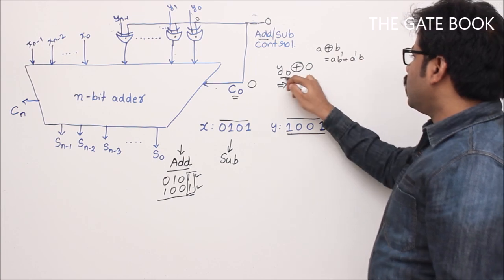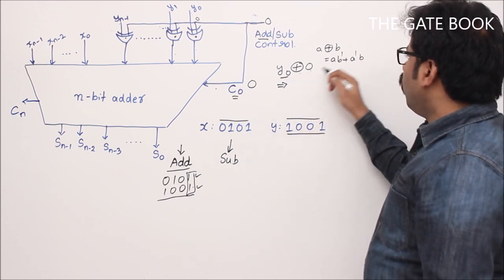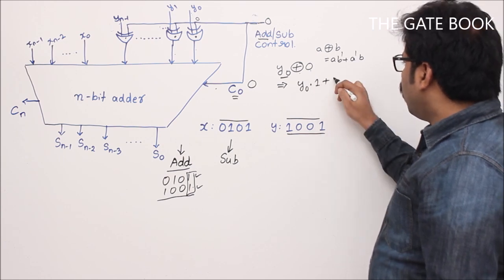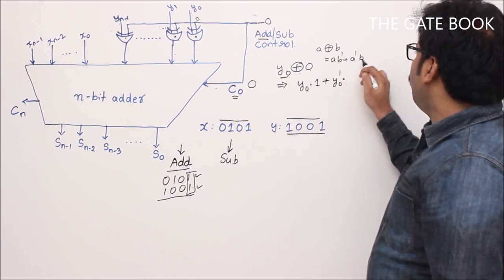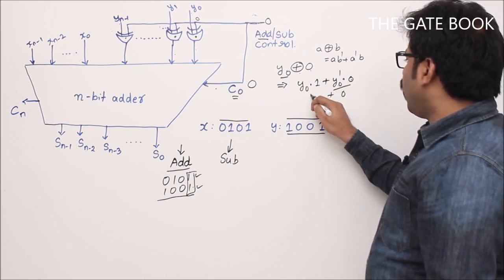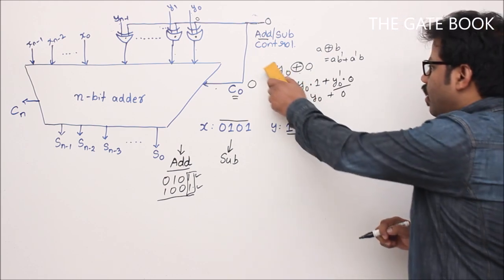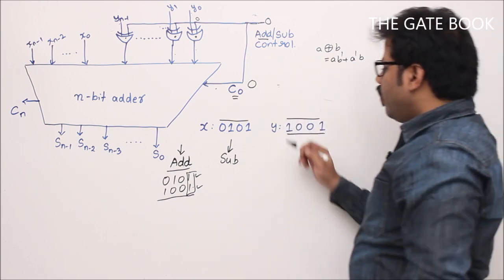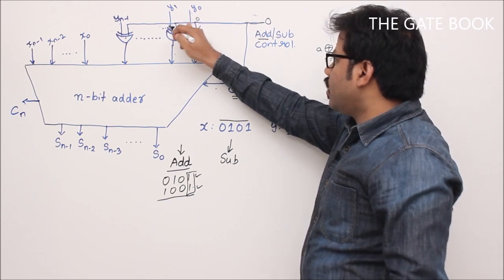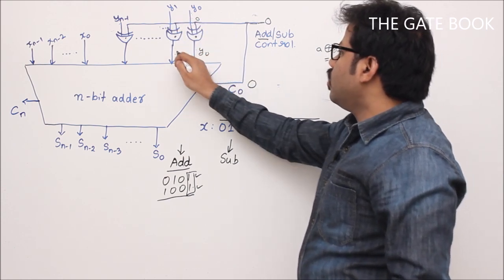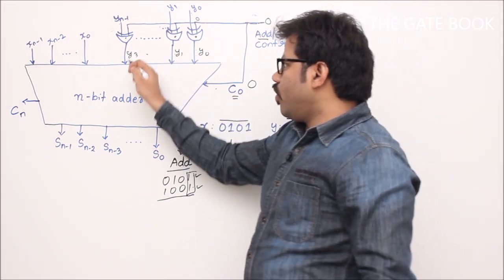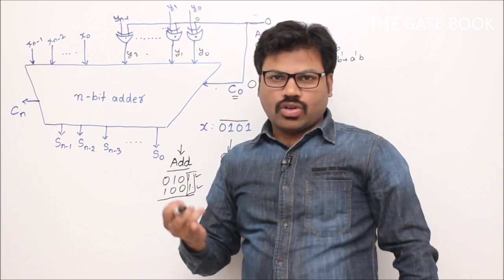What happens? This y naught bit XOR 0. y naught into 0 bar, which is 1, plus y naught bar into B. B is 0. 0 into anything is 0, plus 1 into y naught. So we are going to get y naught. That means whenever it is addition, 0 XOR y naught gives y naught here. Similarly here y1, so on to y3. So all that y naught, y1, y2, y3 will be added to x naught, x1, and so on.